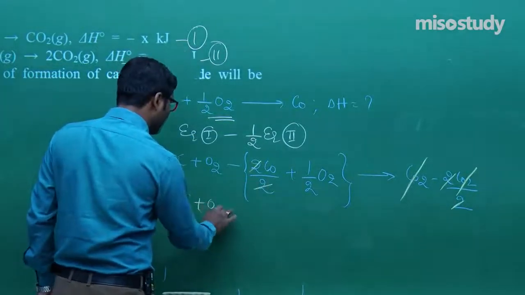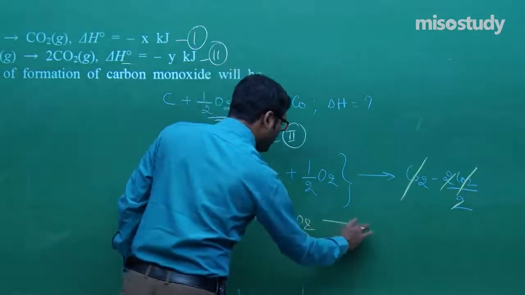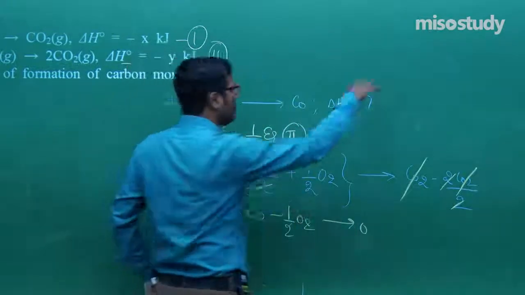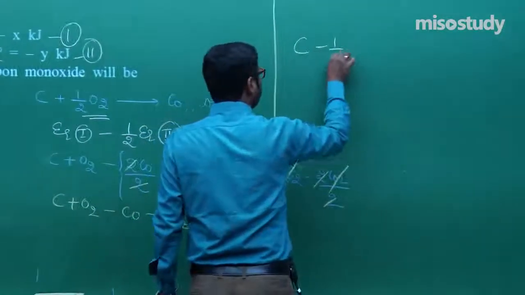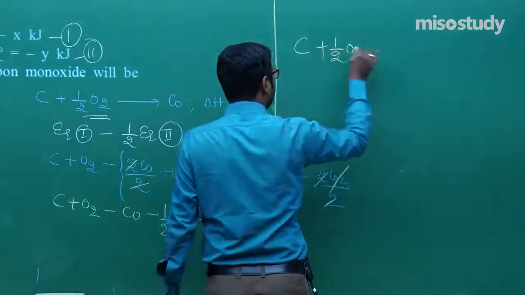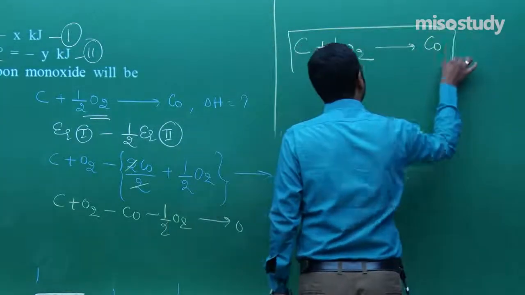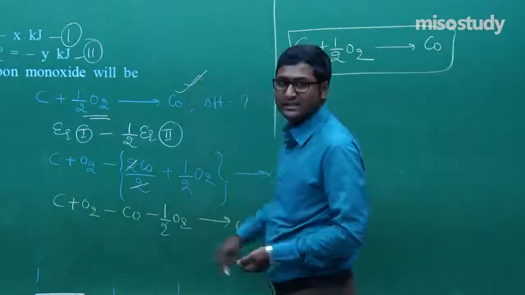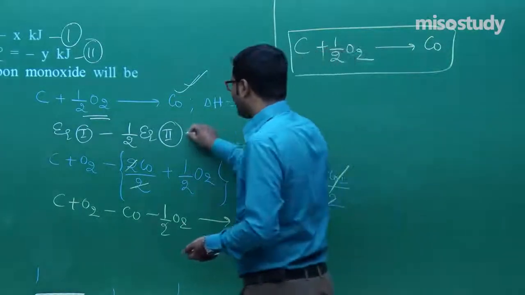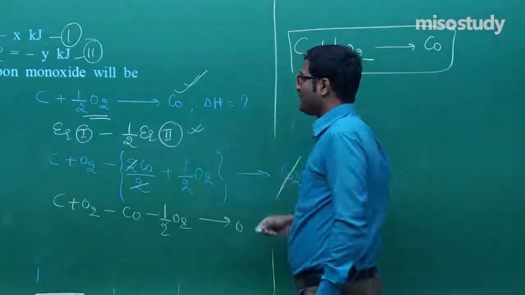C plus O2 minus CO minus half O2 is equal to 0 here. Now moving here, what will happen? Check it out. That is C plus half O2 which gives CO. This is the expression. Now we have reached the expression, C plus half O2 which gives CO. So how did we reach this equation? Equation 1 minus half equation 2.